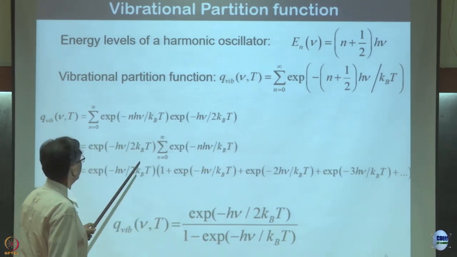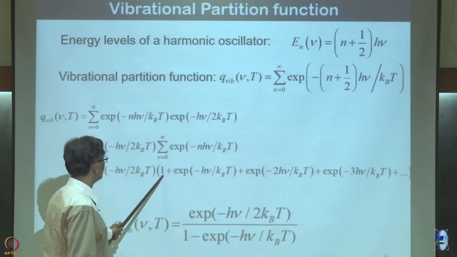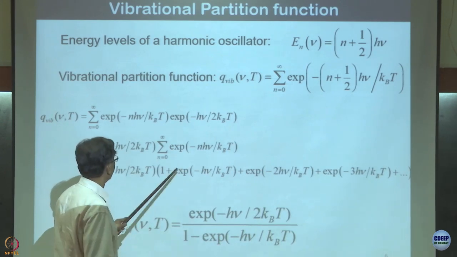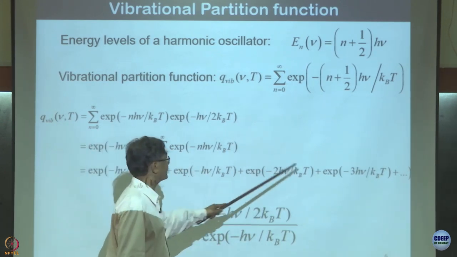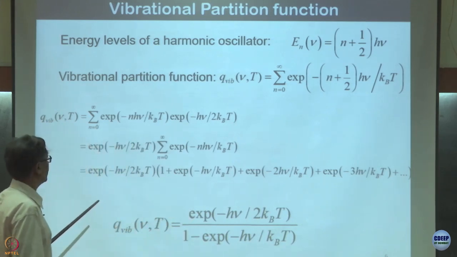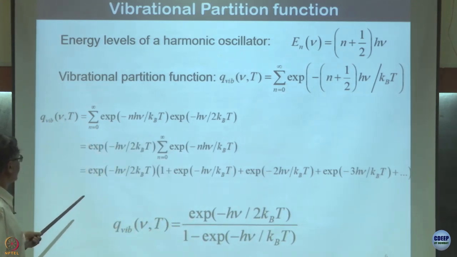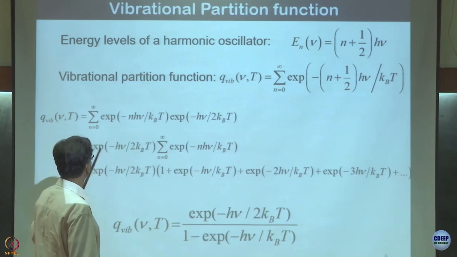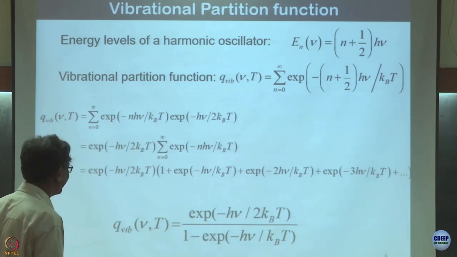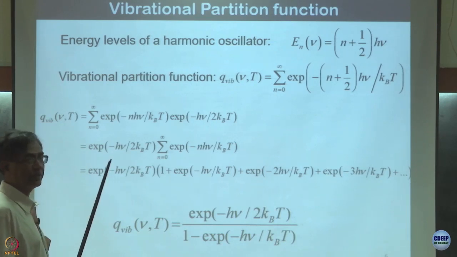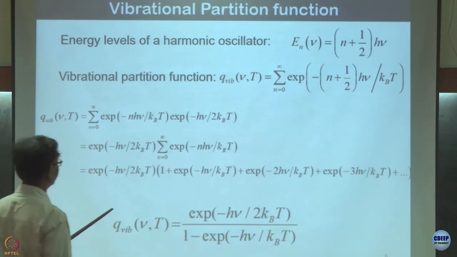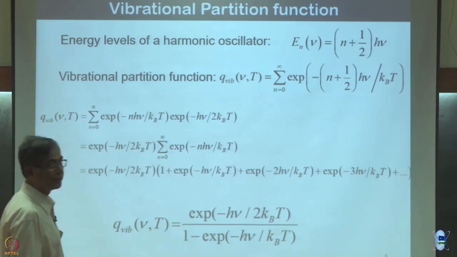So, now n equal to 0 gives 1, then e to the power minus h nu by kBT is x, okay. So, it is 1 plus x plus x square plus x cube, that is the geometric progression, and that is equal to 1 over 1 minus x, and x is e to the power minus h nu by kBT, so it is 1 minus e to the power minus h nu by kBT, and this quantity comes here. But this is a very beautiful result, really nice result. The vibrational partition function is e to the power minus h nu by 2 kBT over 1 minus e to the power minus h nu by kBT, very pretty, okay.